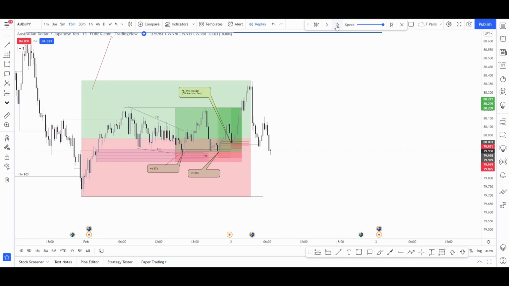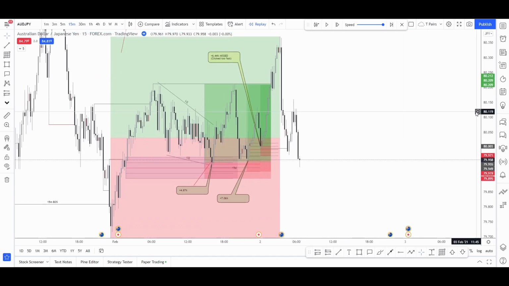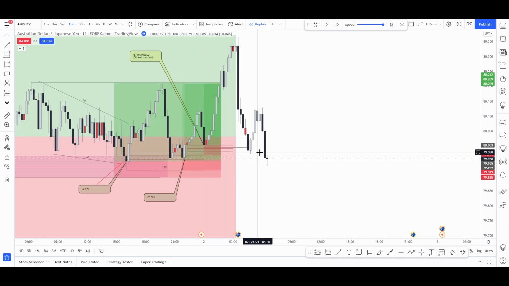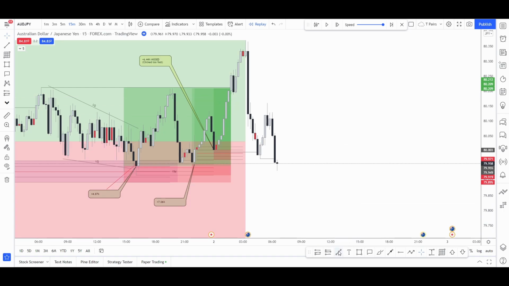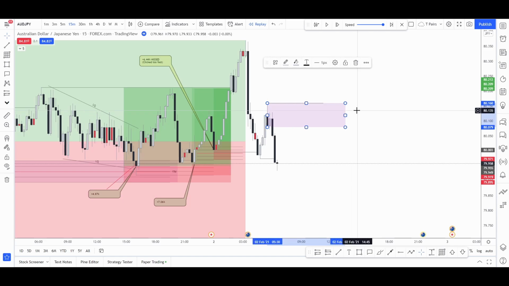Alright, so we've got our first pullback. We got a press down, which is great. Right, so I'm just going to mark this up. So we've just got a break of a low, basically. But I do like the look of this as a potential pullback. So if price is going to continue up, we're going to get a break of this high here. But what's it left behind? It's left behind a nice juicy move right here.